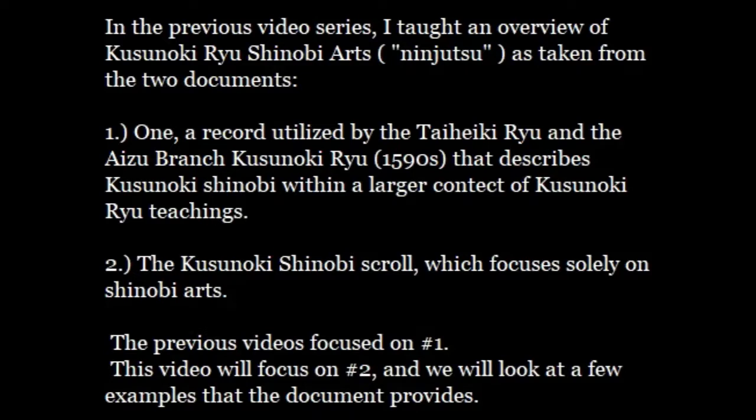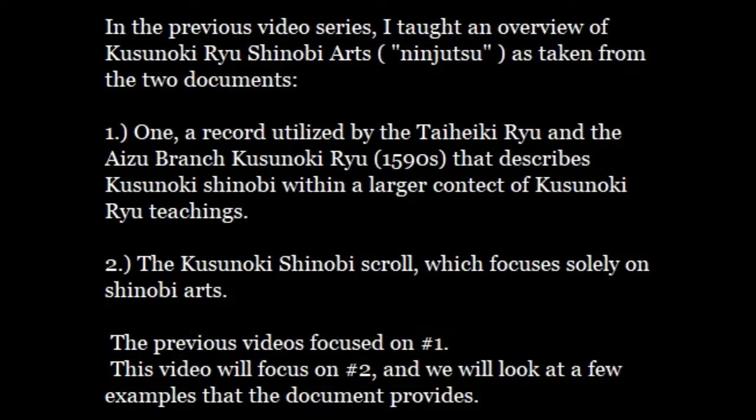But I didn't focus on it much because in the original video series I wanted to focus on the history and the framework of what is Kusunoki Ryu ninjutsu, what is the shinobi, and we talked about Dako shinobi, Inko shinobi, etc. That is all best explained by utilizing the document from the 1590s. The previous video focused on document number 1. This video is going to take a look at document number 2, the Kusunoki Ryu Shinobi no Maki.